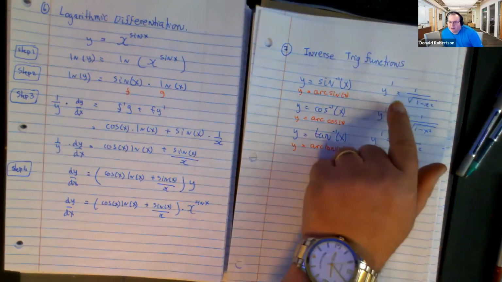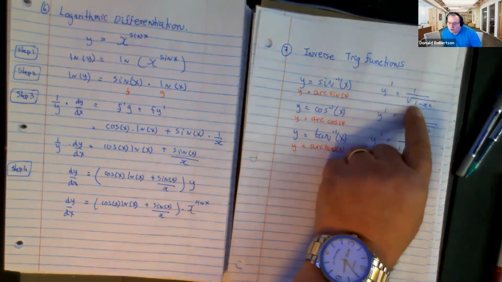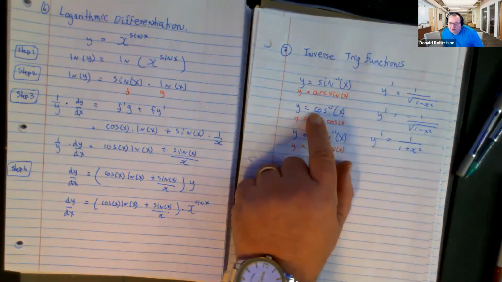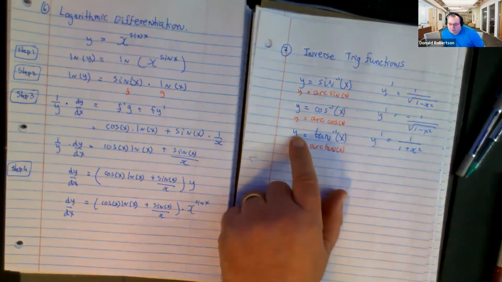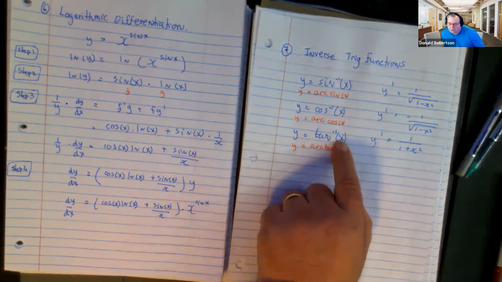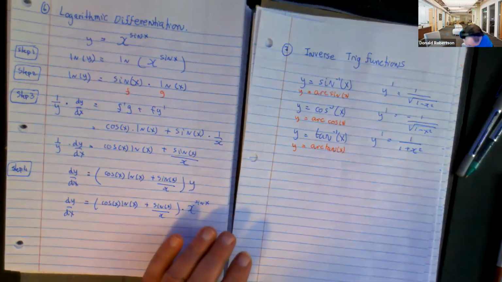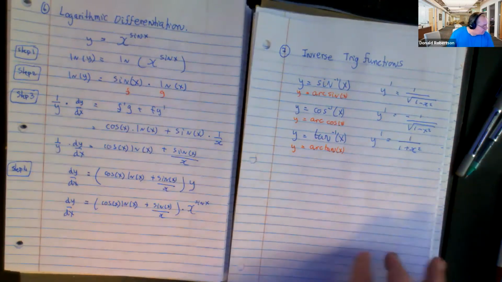Now, the derivative of the inverse sine function is 1 over the square root of 1 minus x squared. The derivative of the inverse cosine is just minus 1 over that guy. And the derivative of the inverse tan function is 1 over 1 plus x squared. So you just memorize those guys and you're good to go. So we are just going to look at finding derivatives of functions that contain one of those three inverse trig functions.